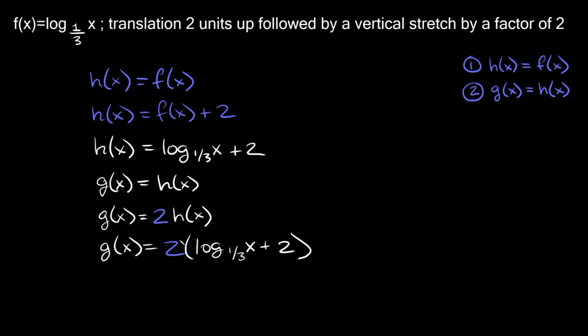And then here we can just distribute, right? So we're going to get that g of x is equal to 2 times log base 1/3 of x, and then 2 times 2 is equal to positive 4, so plus 4. Okay, so then this would be our final function right here.